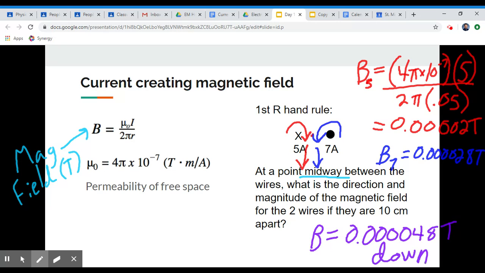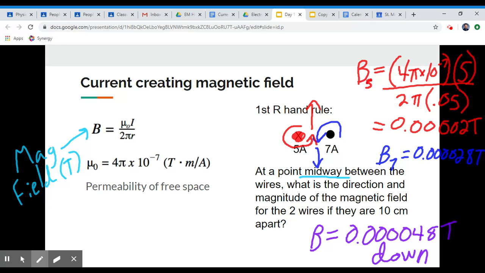Okay, I want to give you one other example, like I was talking about before. Let's say now instead, I'm going to change this up a little bit. Let's say this one is now also coming out of the page. If they're both coming out of the page, now I'm going to have both of these going counterclockwise. So what that's going to create is two different fields. Your 5 amp field's going up and your 7 amp field is going down.